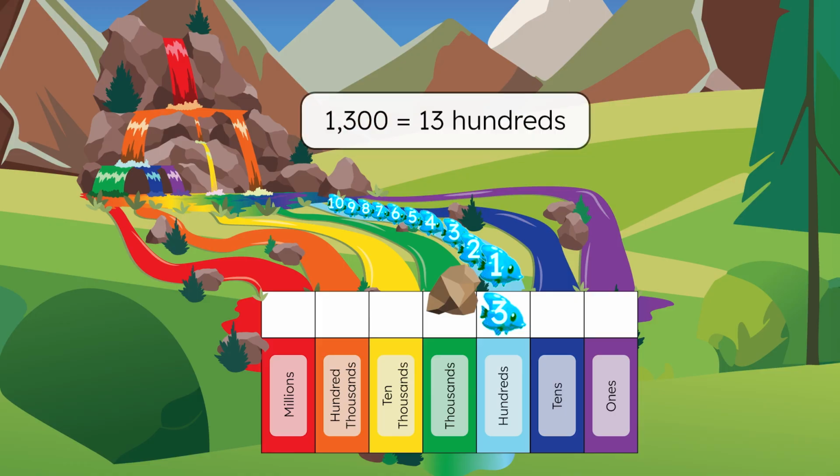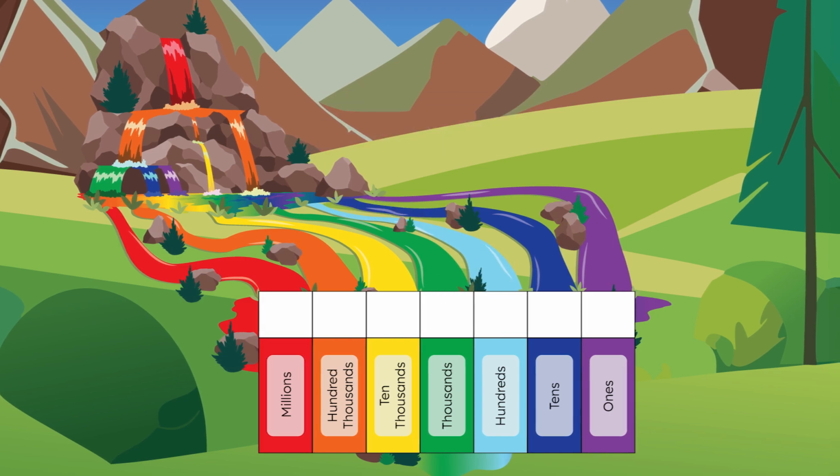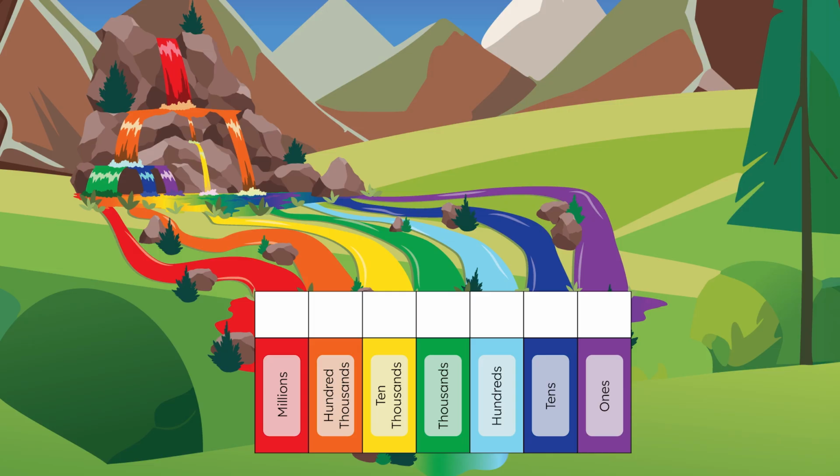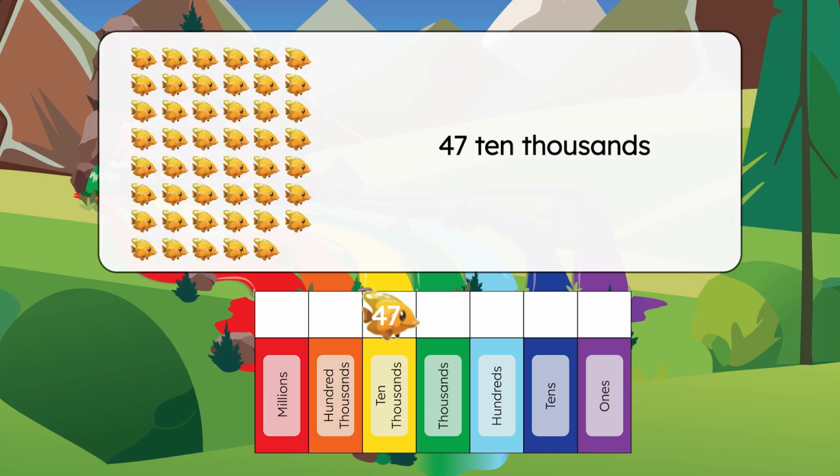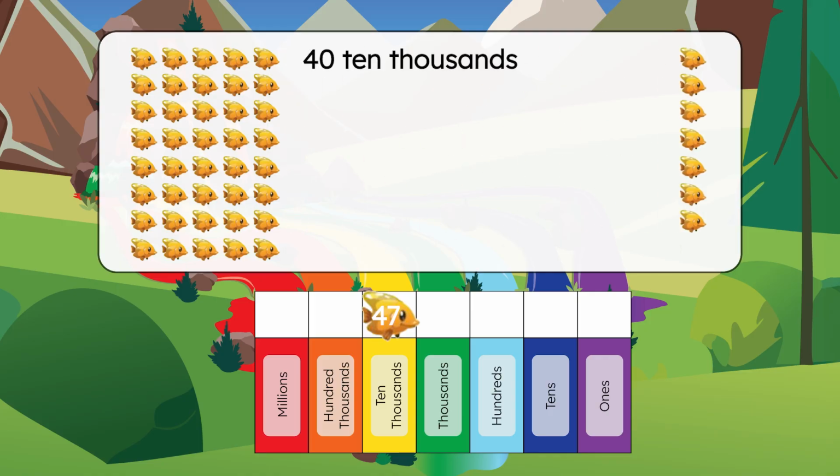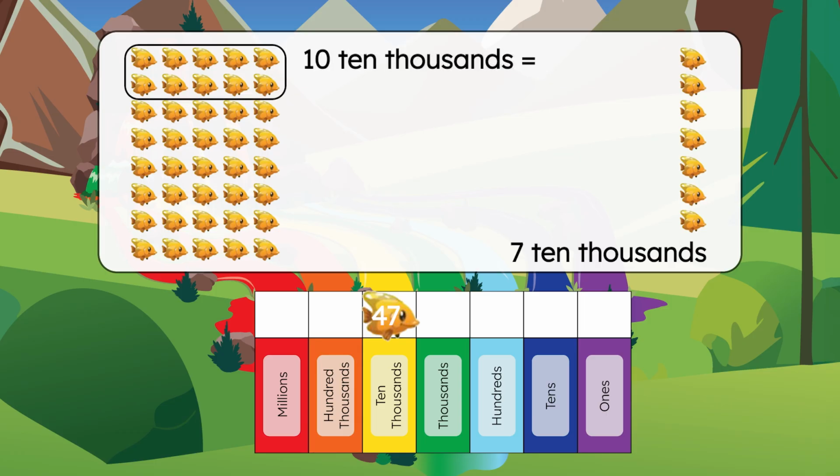1,300 is the same as 13 hundreds. Numbers can be named differently depending on how they're bundled together. Here comes a group of 47 ten thousand fish. They can't fit through in a school this big, so let's help them out. First, we'll separate 40 ten thousands from the other 7 ten thousands. These 40 ten thousands need to be bundled differently. Let's try grouping them into 10 ten thousands at a time. How much would that be?